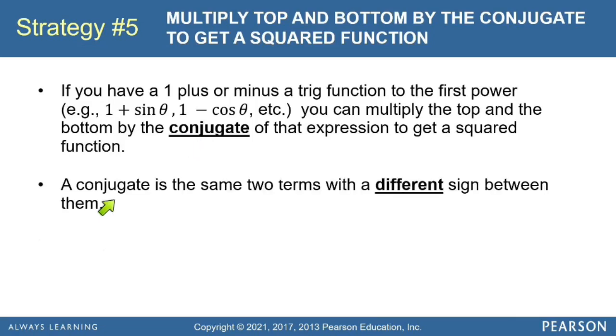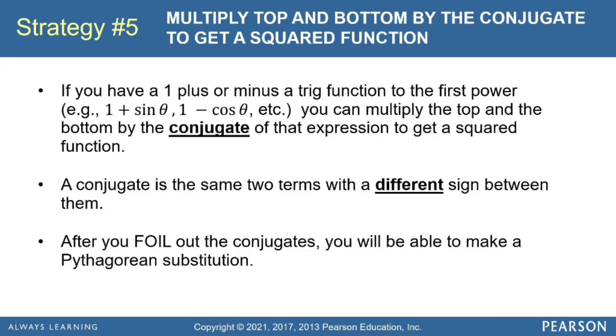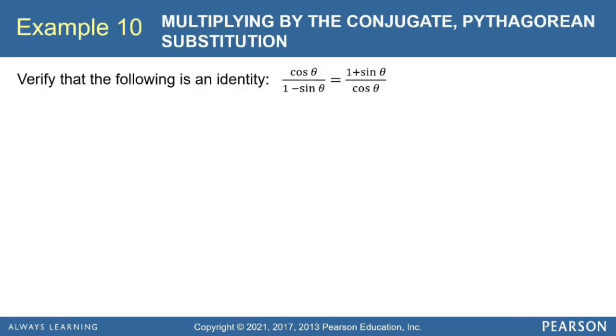And now a conjugate is the same two terms but with a different sign in between them. So for example, the conjugate of 1 plus sine theta would be 1 minus sine theta. And the conjugate of 1 minus cosine theta would be 1 plus cosine theta. Now what's the benefit of multiplying conjugates together? The benefit is that after you FOIL out the conjugates, you'll have a squared function and you'll be able to make a Pythagorean substitution. So let's look at example 10 together.